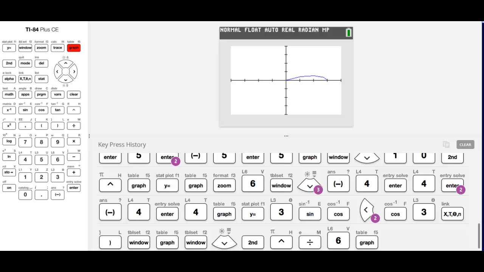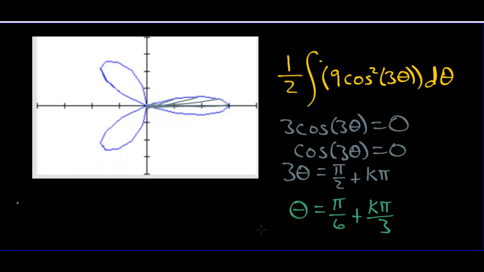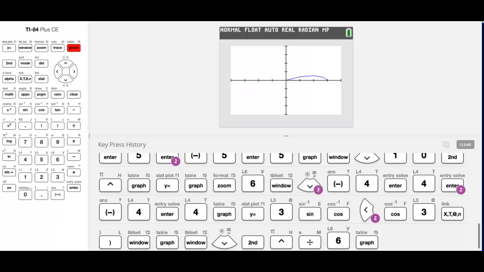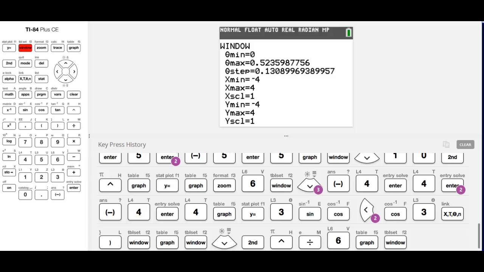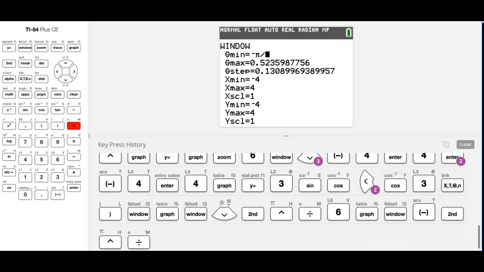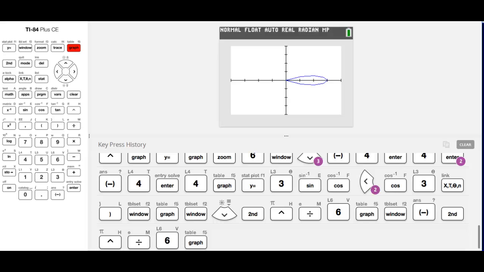Now, if you think about it then, if you go back to the expression, if we let k be -1, we get pi over 6 minus pi over 3, and that would be negative pi over 6. So it seems plausible that we want to go from negative pi over 6 to positive pi over 6, and that's going to give us this little petal. So let's see if that works out. We can always try it. We don't have to trust ourselves. So we go negative pi over 6. Okay, and there it is. That's the petal we want.